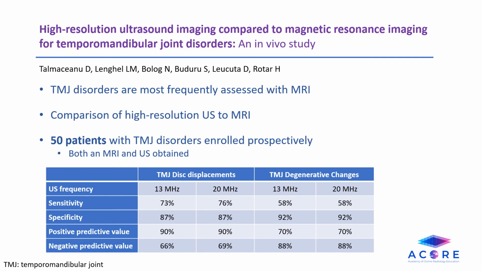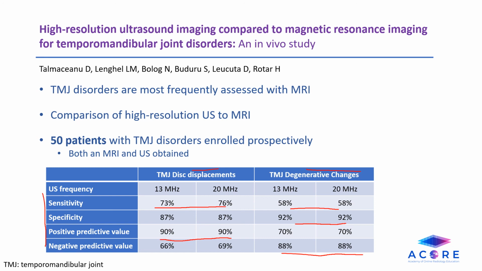So you can see disc displacement on the left and degenerative changes on the right with the sensitivity, specificity, and so on. The sensitivity was a little bit higher for disc displacements compared to MRI than it was for degenerative changes. Specificity was kind of even for the two, but a little bit higher in degenerative changes at 92%. Positive predictive value was higher in disc displacements for both probes, and negative predictive value was a little higher at 88% in the degenerative changes.